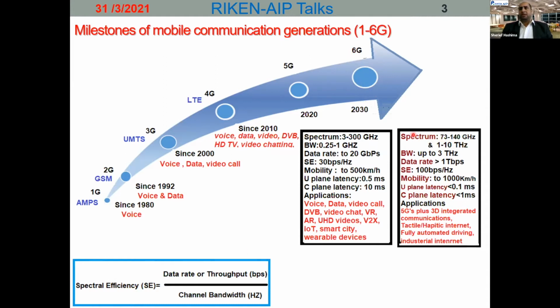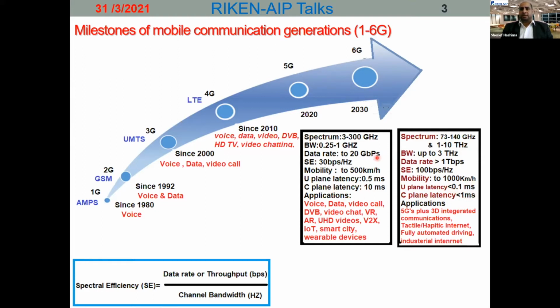6G will be launched 10 years from now, 2023. It will be leveraged to terahertz, and its bandwidth will be larger, up to 3 terahertz. Data rates will be 1 terabit per second. The spectral efficiency will be much higher, 100 bit per second per hertz, the mobility will be 1 kilometer per hour, and the latency will be lower than 1 millisecond.